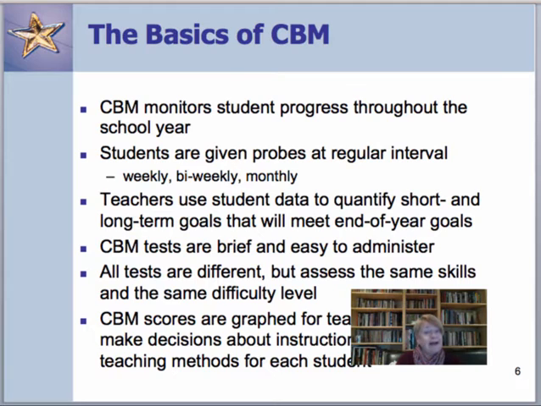And then they're graphed. And again, I can't overemphasize that. Those graphs are very visual representations of what a student is doing. And that helps you make instructional decisions because you know, oh, I need to change because we're not making enough progress. Or you know, wow, this is really working and look what's happening for this student. The student is really learning. And the student gets to see that as well.